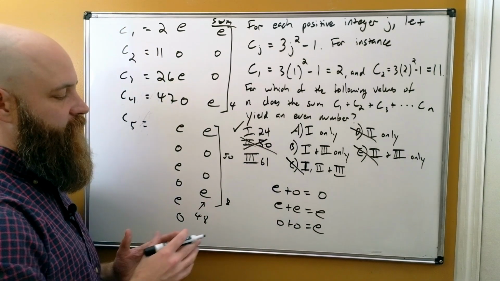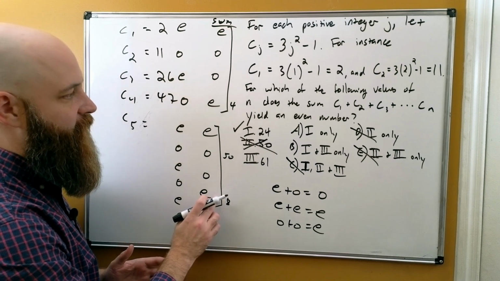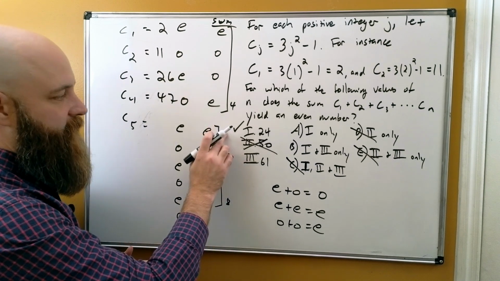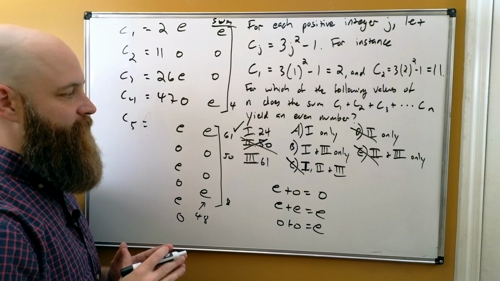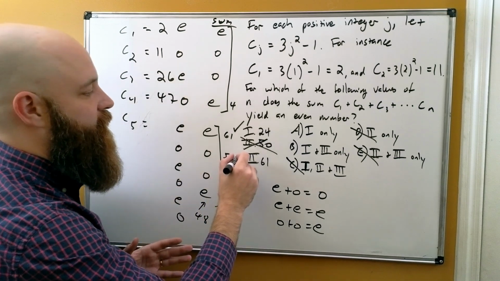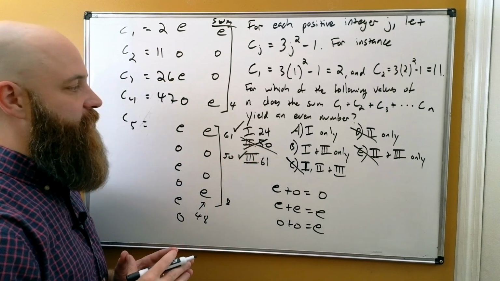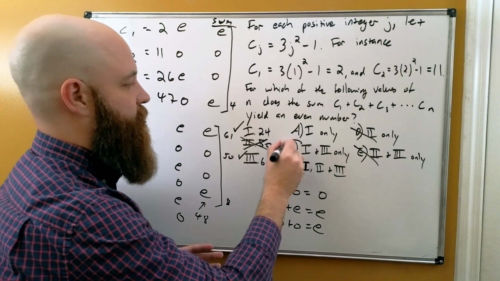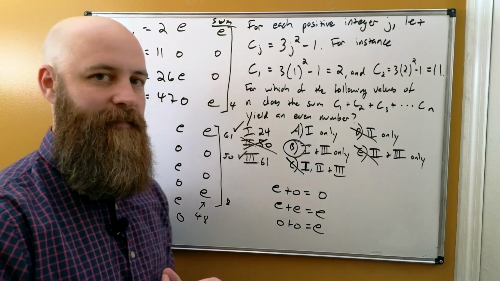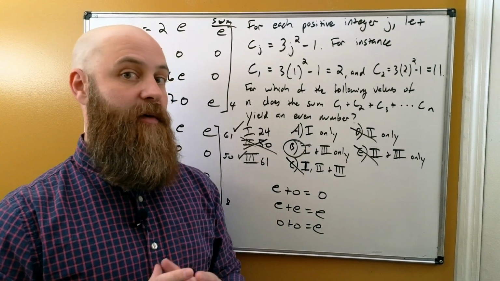So the sum of the first 60 terms would land me here in the pattern. Okay, 61 would take me back to the beginning, but I'd still be even. So the sum of the first 61 terms yields an even sum, so the answer to this one is B, 1 and 3.